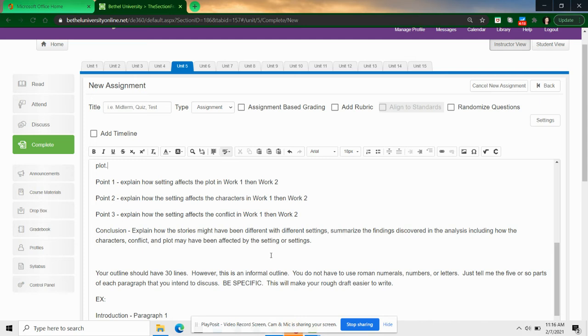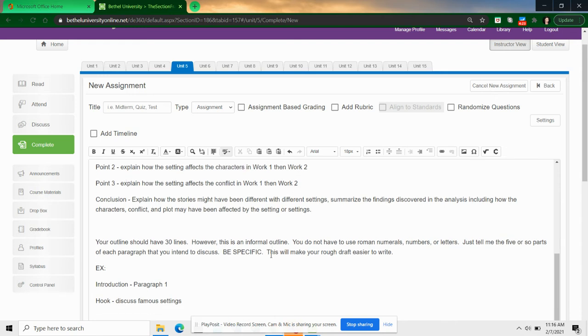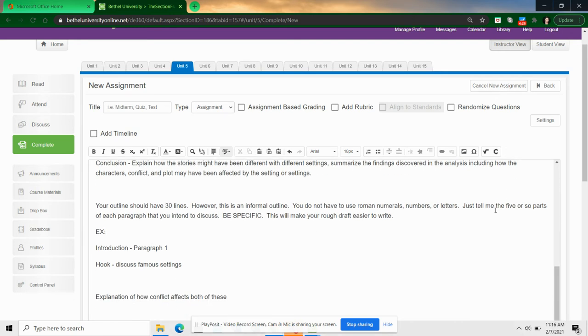If you already know how to do a very formal outline and you'd like to do it that way, you can. But you don't have to do that for this assignment. I really just want to know what your plan is for your essay. So just tell me 5 or so parts of each paragraph that you intend to discuss, and be specific. Be very specific.